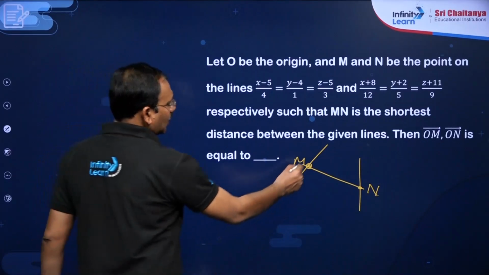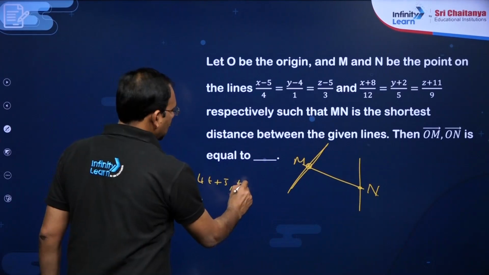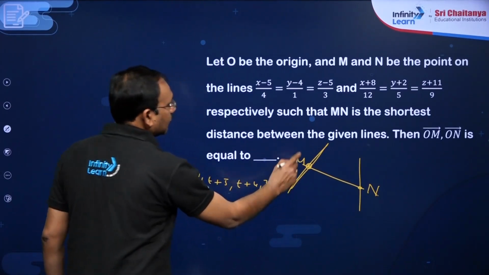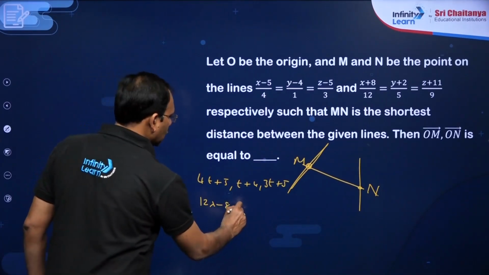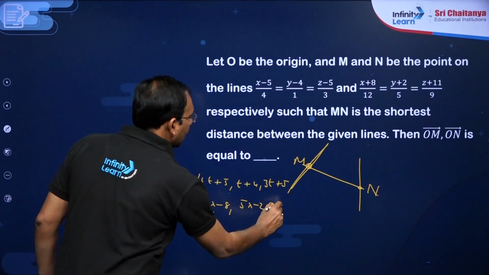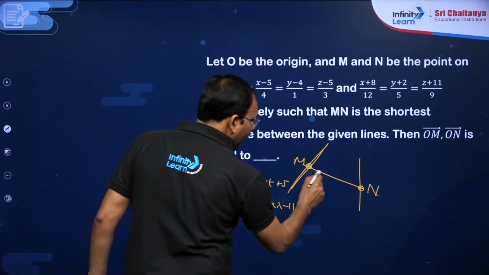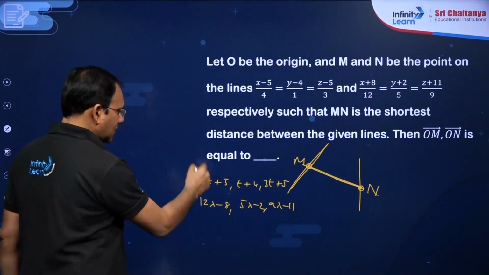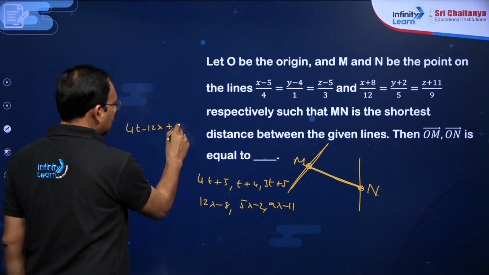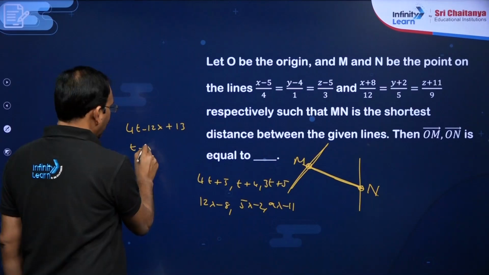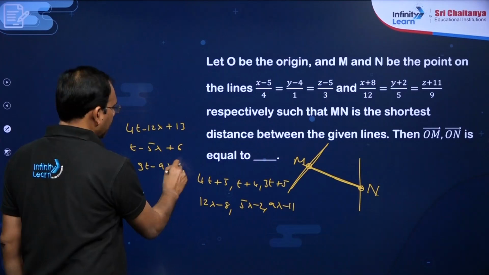Simple, you can take the general point on the first line. For example, here 4t plus 5, t plus 4, 3t plus 5. And on the second line, 12 lambda minus 8, 5 lambda minus 2, 9 lambda minus 11. So this is going to be the general point N here. So you find the DRs of MN, that means subtract: 4t minus 12 lambda plus 13, t minus 5 lambda plus 6, 3t minus 9 lambda plus 16.